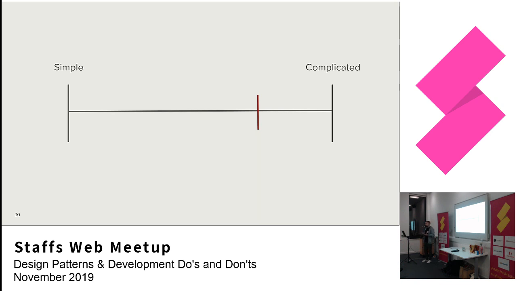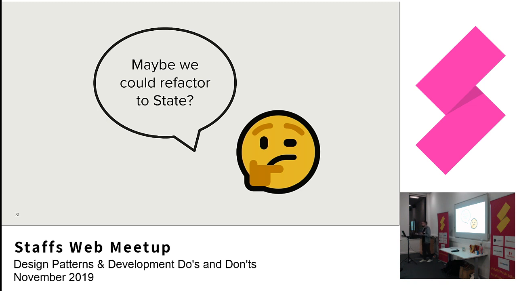So in this situation, we could say, okay, has anyone solved this problem before? Is there a way we can simplify this? Is there a pattern for that? If we were pairing on this and we both studied the patterns book, we could say, hey, maybe we could refactor to state. And that might be all we'd need to say to each other, because if we've studied the pattern, we'd already have a mental model of what the final design would look like once we'd applied the pattern.